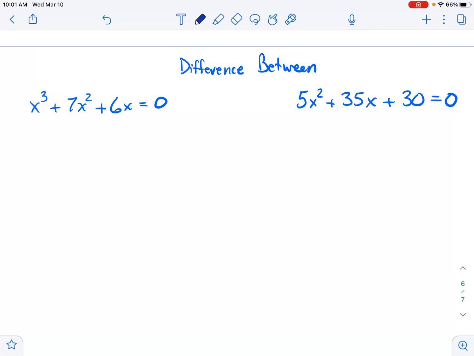I want you to notice the difference between these two scenarios. I'm going to look at the one on the left. First, I need to factor this. It's set equal to 0. That's great. So I'm going to factor out a GCF first.